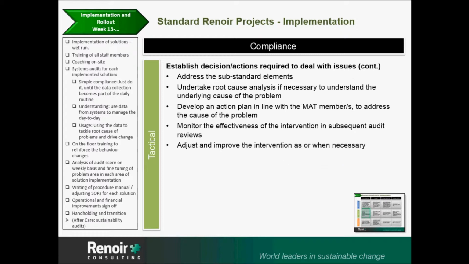Firstly, address the substandard elements. Undertake root cause analysis if necessary to understand the underlying cause of the problem. Develop an action plan in line with the MAT members to address the cause of the problem. Monitor the effectiveness of the intervention in subsequent audit reviews. Adjust and improve the intervention as or when necessary.